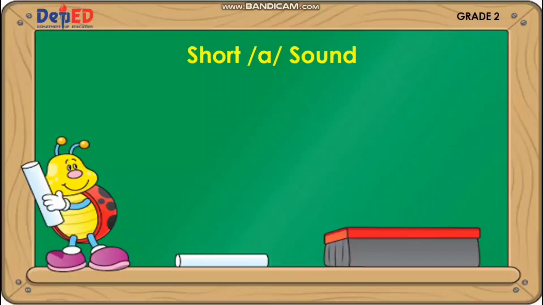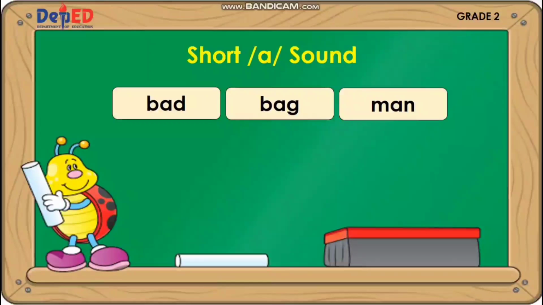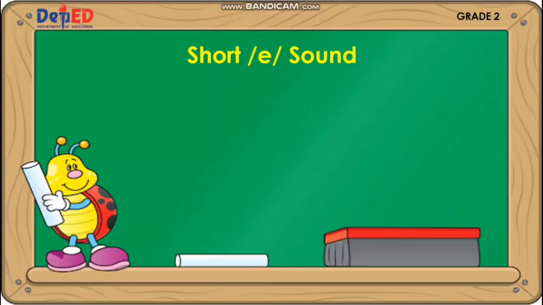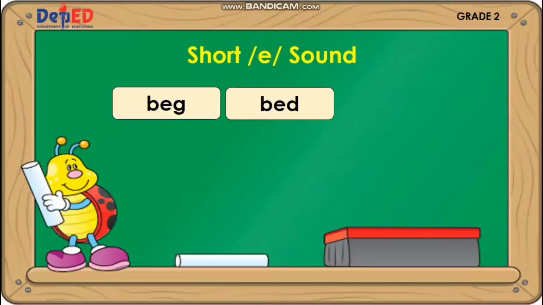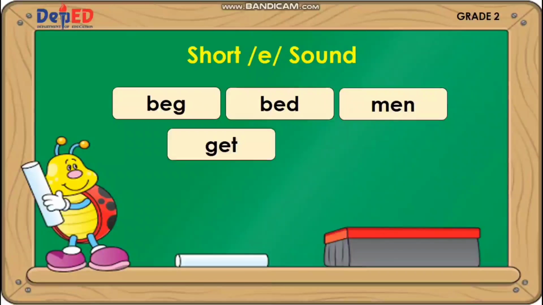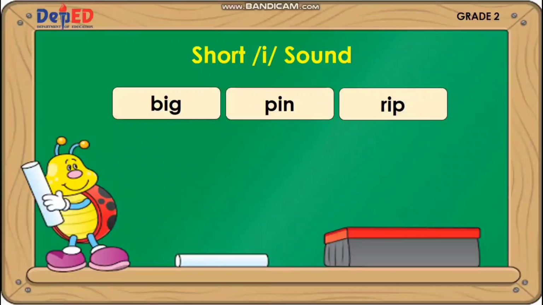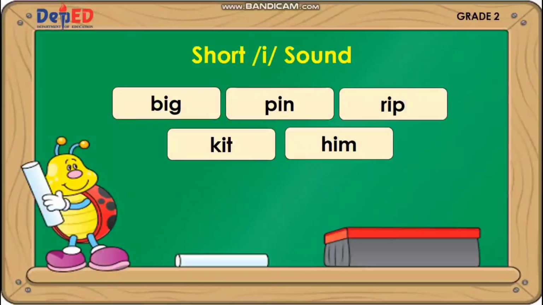The following are examples of CVC words with short A. Bad, bag, man, sat, bat. The following are CVC words with short E. Beg, bed, men, get, hem. The following are CVC words with short I sound. Big, pin, rip, kit, him.